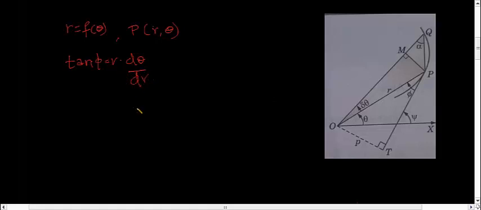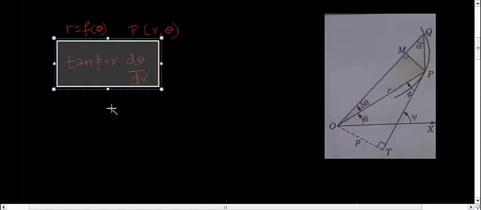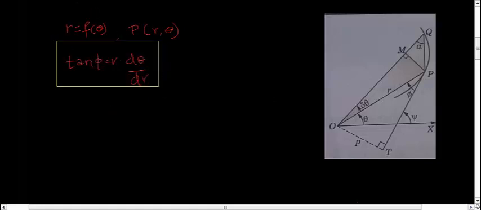We need to prove this statement. Suppose we are given a polar curve r is equal to f of theta. The angle between the radius vector and the tangent is phi, then tan phi is equal to r into d theta by dr. This is what we are supposed to prove. Tan of the angle phi is equal to r into d theta by dr.